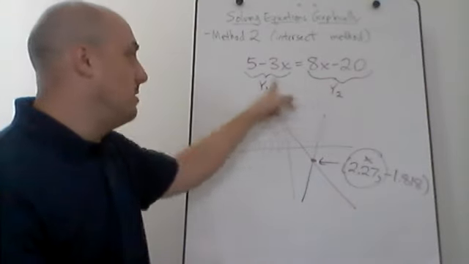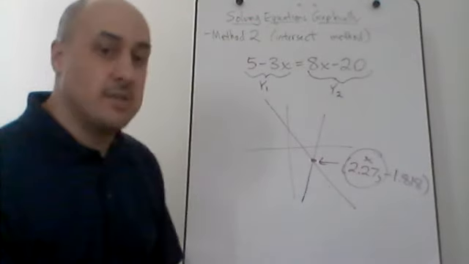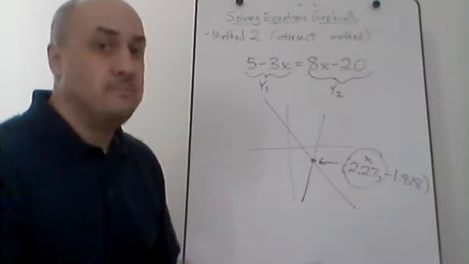The two sides of the equation are your y1 and y2. Graph them both, find the intersection point. The x coordinate is your solution, and that's really all there is to it.